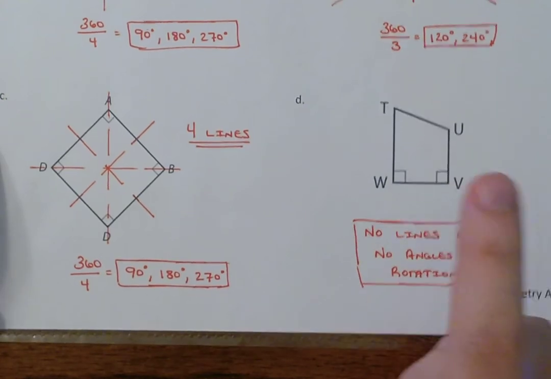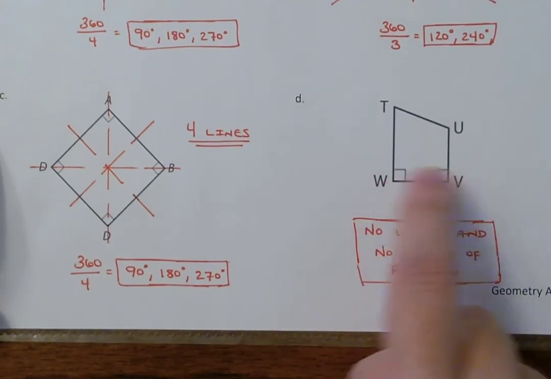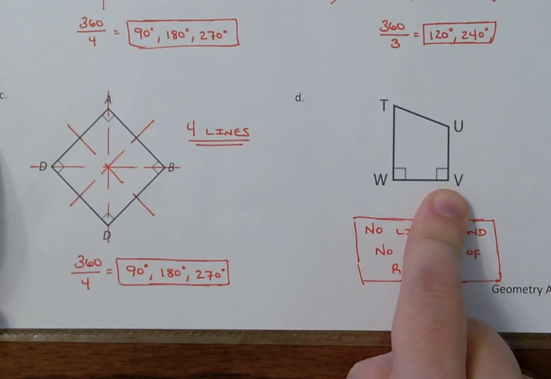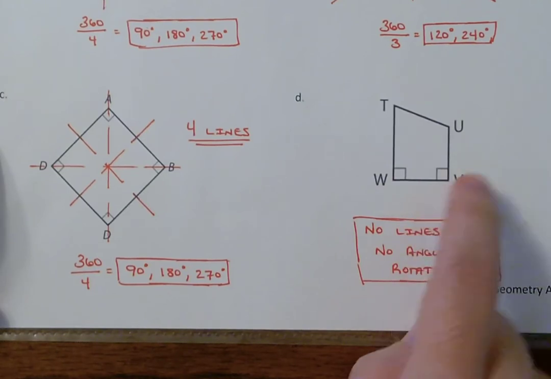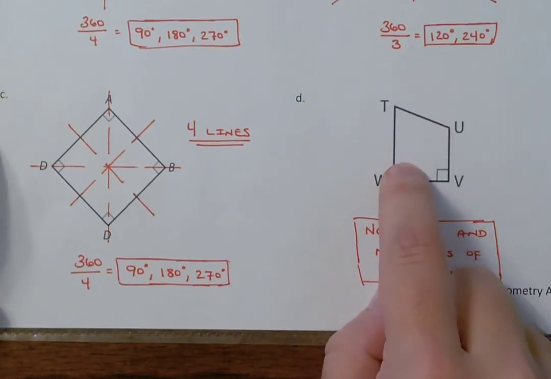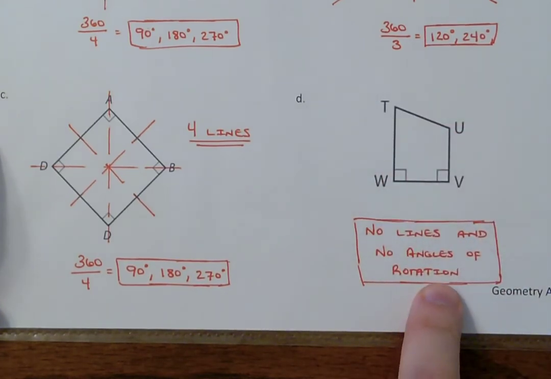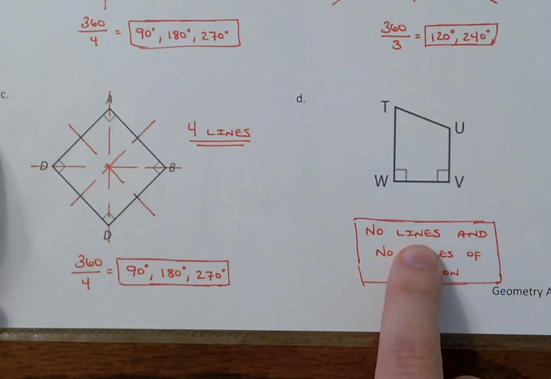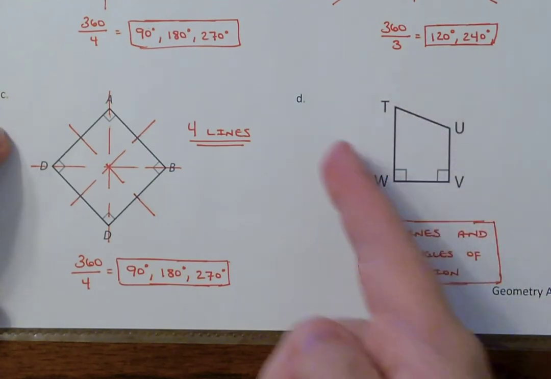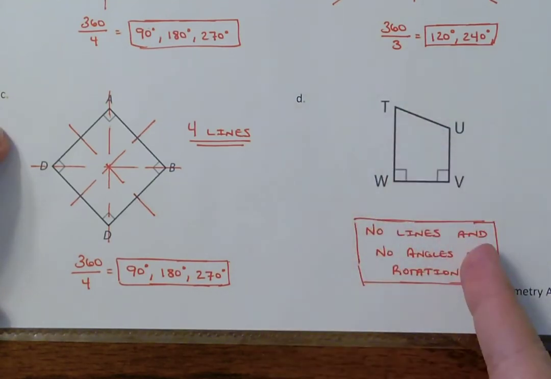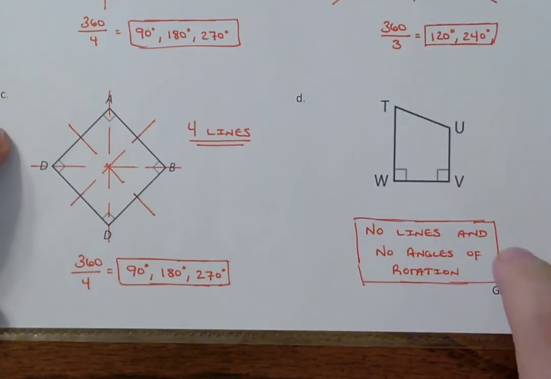All right, our trapezoid over here. Yes, I have 2 different angles that are congruent, but not all the vertices have a matching part. Therefore, there are no angles of rotation. And this has no lines of symmetry because there's no way I can cut this shape in half where it would match up with the other half. So no lines of symmetry and no angles of rotation for D.